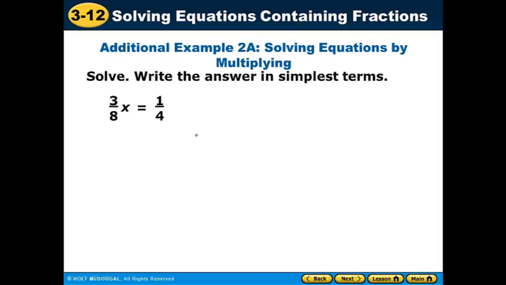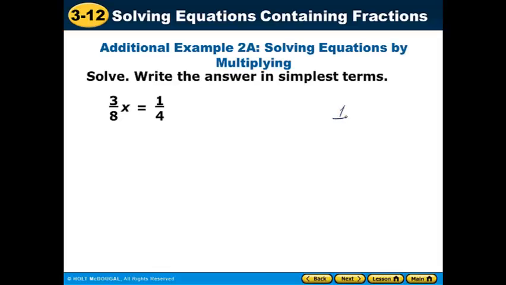Alright, so here's an example. This is 3/8 of x is equal to 1/4. Now, usually, what operation is this, guys? This is multiplication. Usually, how will we undo multiplication? We have to divide, right?